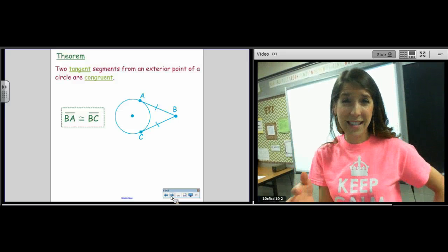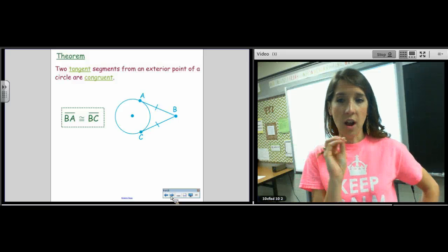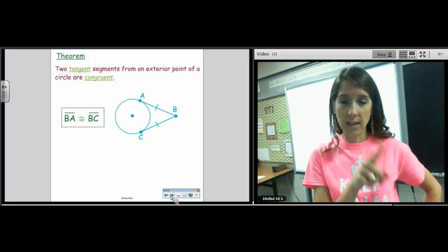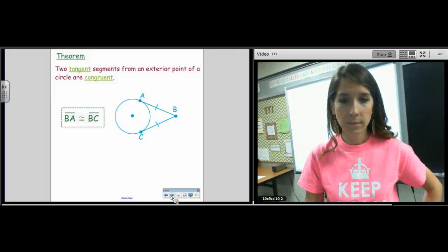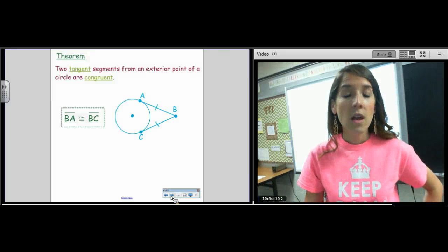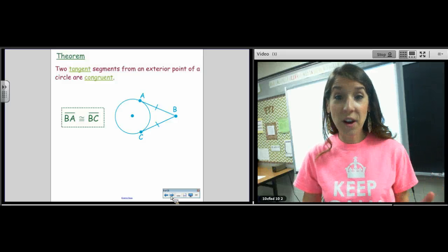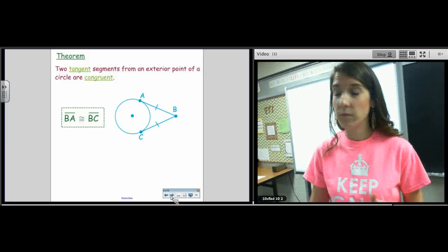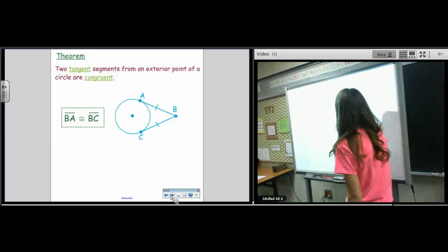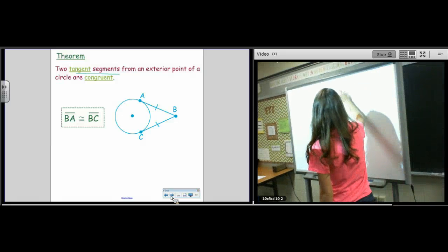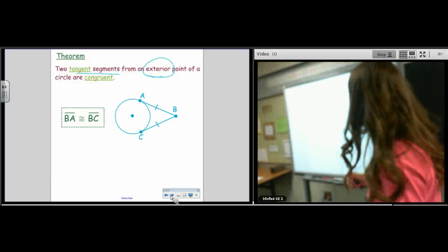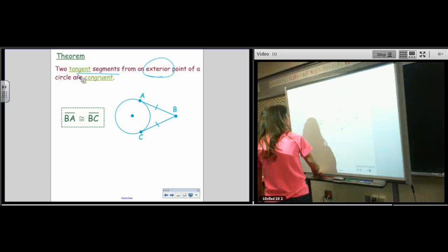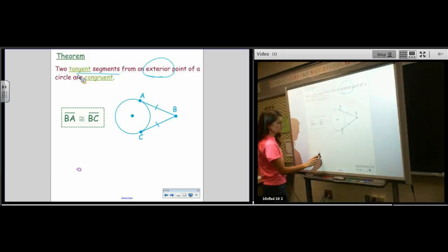Notice, those are tangent segments because a tangent's a line, so we're just talking about the segment, like the distance from A to B and the distance from C to B. This is a theorem, so yes, it's always true. If both of the segments come from the same point, they have to originate at the same point. It doesn't matter how far away you put the point. So let's throw a point right here.